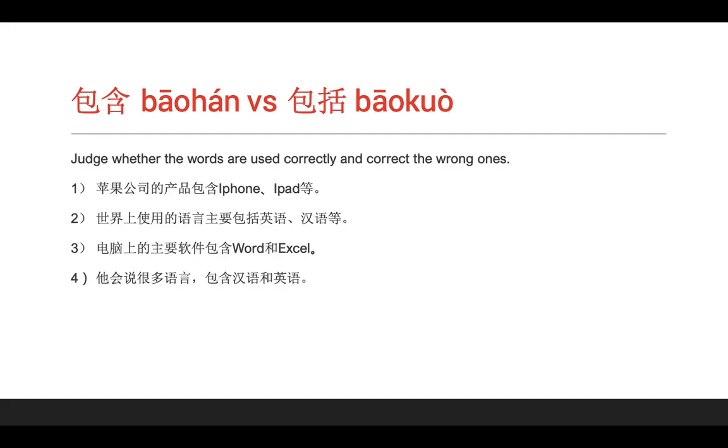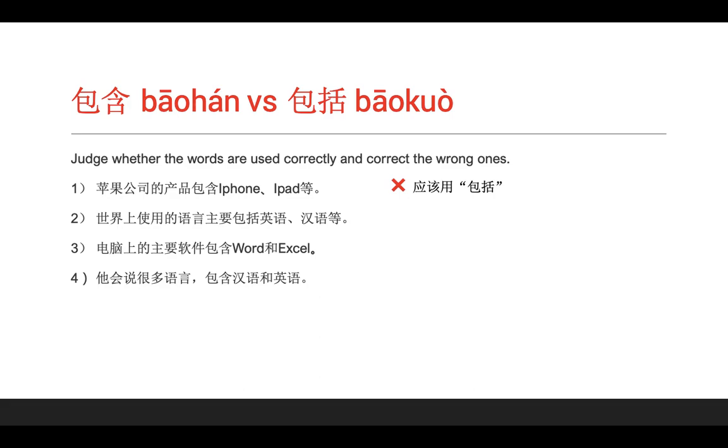You are going to do several exercises here. Judge whether the words are used properly and correctly, and correct the wrong ones. First one, 苹果公司的产品包含 iPhone、iPad 等。Is it correct or not? Yeah, it's wrong because here iPhone and iPad are components of the products of Apple. So you cannot use 包含, you have to use 包括.